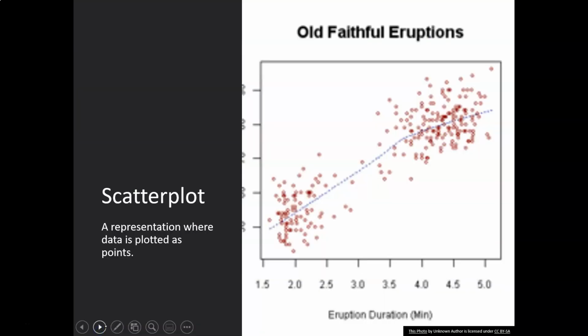I love this example because Old Faithful is one of my favorite places. This is a scatter plot, a representation of data, and we can talk about data of anything, like Old Faithful eruptions, shoe sizes, anything. So it's not limited.